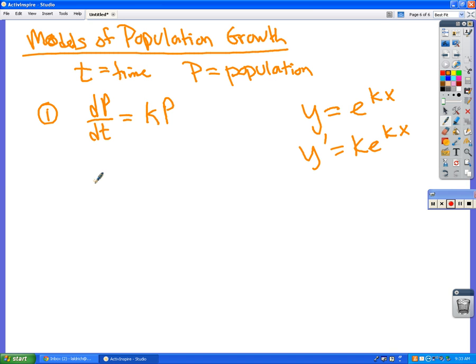So we want to let the population at any time t be equal to c times e to the kt.